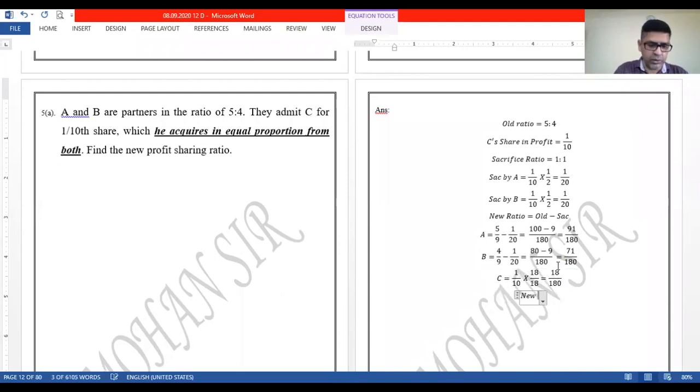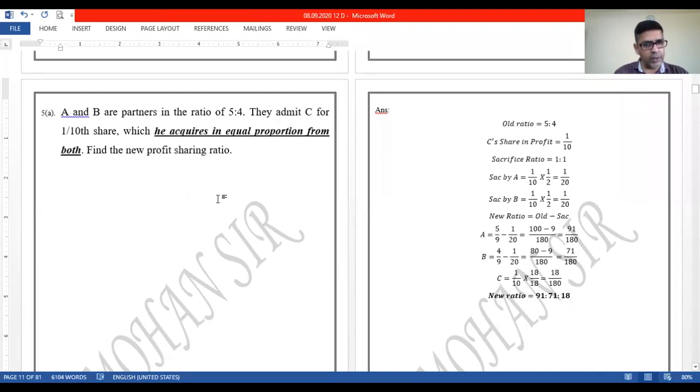Okay, the new ratio now, let us write it over here. I can see that it is 9 ratio 7 ratio 1 ratio 8. Okay, so that's all for the sum. When to assume 1 and when not to assume 1, the thing is very simple. If anything related to sacrifice is given, we shall not assume the total profit as 1.